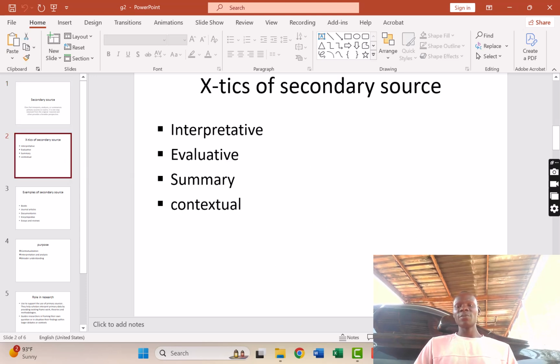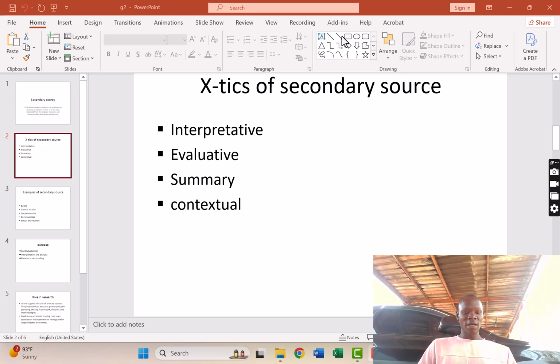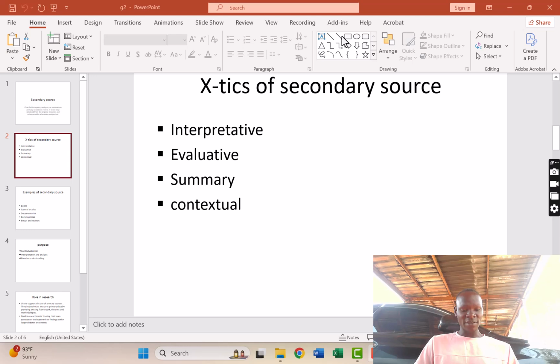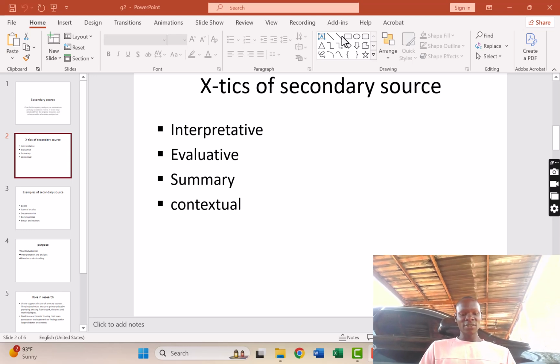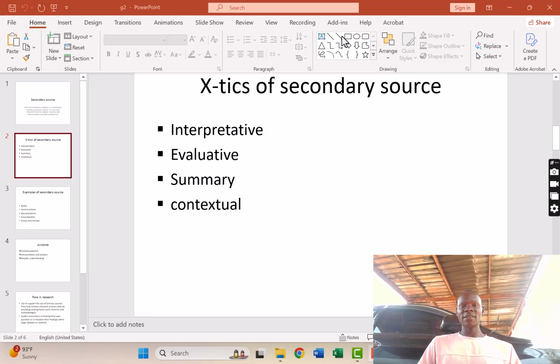So we have the characteristics of secondary source. This is where we have interpretative, evaluative, the summary, then the contextual. Under interpretative, it involves some level of analyzing, synthesizing, or evaluating the primary sources. They explain the primary sources or the events that are in the present, but happened a long time ago. That is under interpretative.